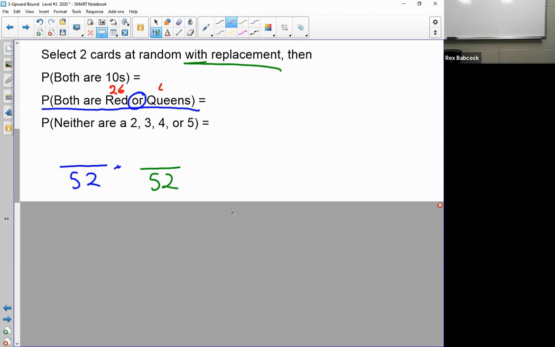Queens, there are 4. Now, I have a lot of students miss this because they say that top number is 30, but if you're doing queens and say 4, 2 of them are red. So I have to subtract 2. I don't want to count them twice. So really there's 28 possibilities. There's 28 out of 52 that are either red or queens. And the 2 I subtracted are the Queen of Hearts and the Queen of Diamonds. They do both. Okay? So my top number here is going to be 28.